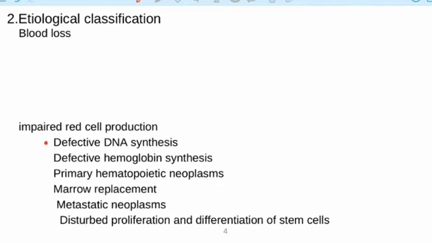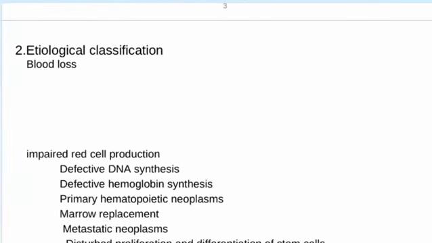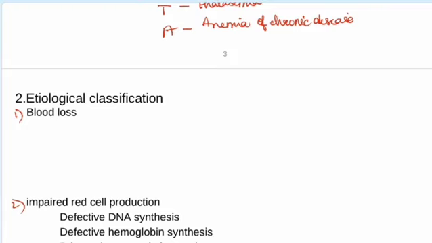Now let's come into etiological classification. It might be due to blood loss, impaired red cell production, or increased red cell destruction. Under blood loss, it is acute and chronic. Acute is large amount of blood loss in a short period of time. It is seen in trauma and postpartum bleeding. Chronic is small amount of blood loss for a long period of time.